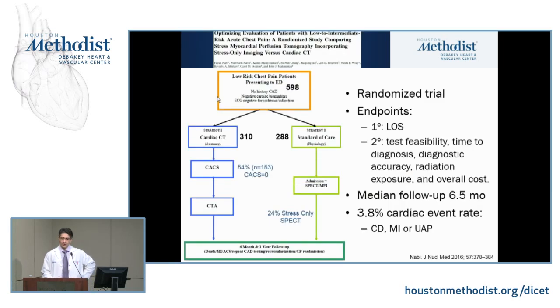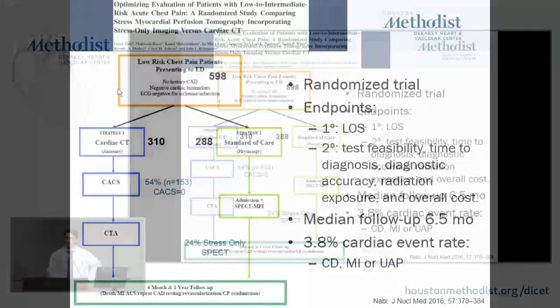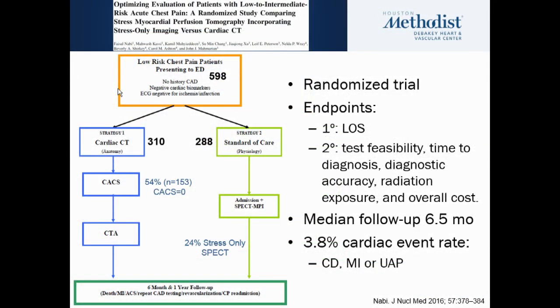We ourselves also looked at CT scans versus standard of care, which in our institution was SPECT imaging. We randomized about 600 patients between CT and SPECT imaging. All the patients who had CT had concomitant calcium scores. In this study, about 54% of patients in the CT arm had a calcium score of 0. Our study was also unique in the standard of care arm in that at this time we were using stress-only imaging. So we had a large group, almost 25% of patients, having stress-only imaging in the emergency department.